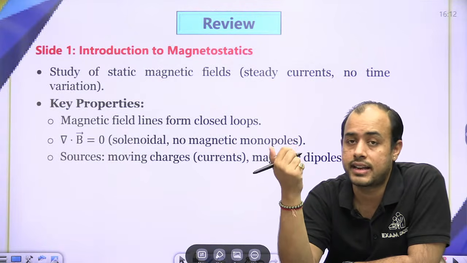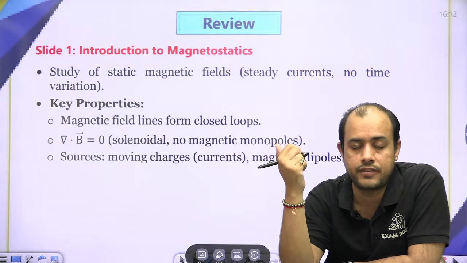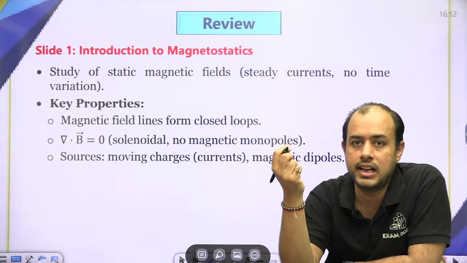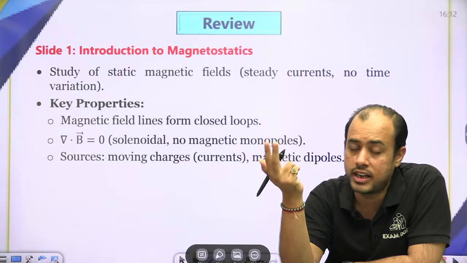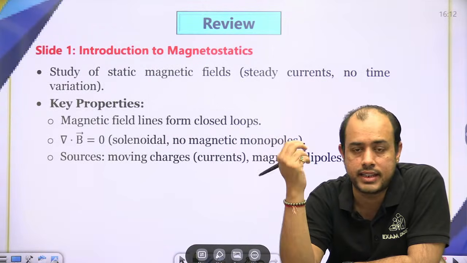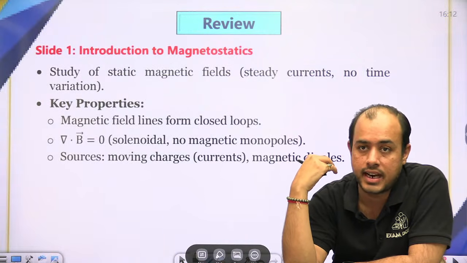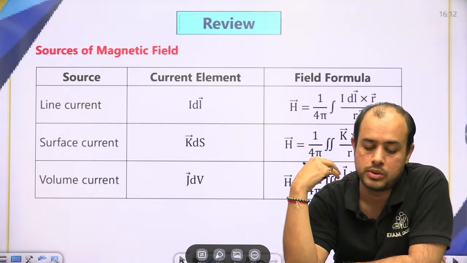So magnetostatics is the study of static magnetic field where magnetic field does not vary with time. We saw magnetic field lines form closed loop. They are solenoidal. That means there is no magnetic monopole. And the sources of magnetic field are moving charges and the magnetic dipoles.